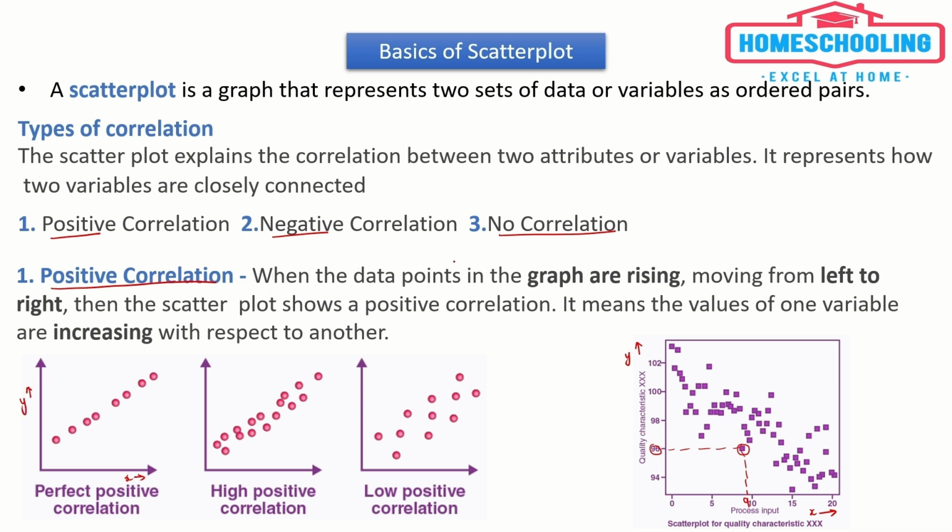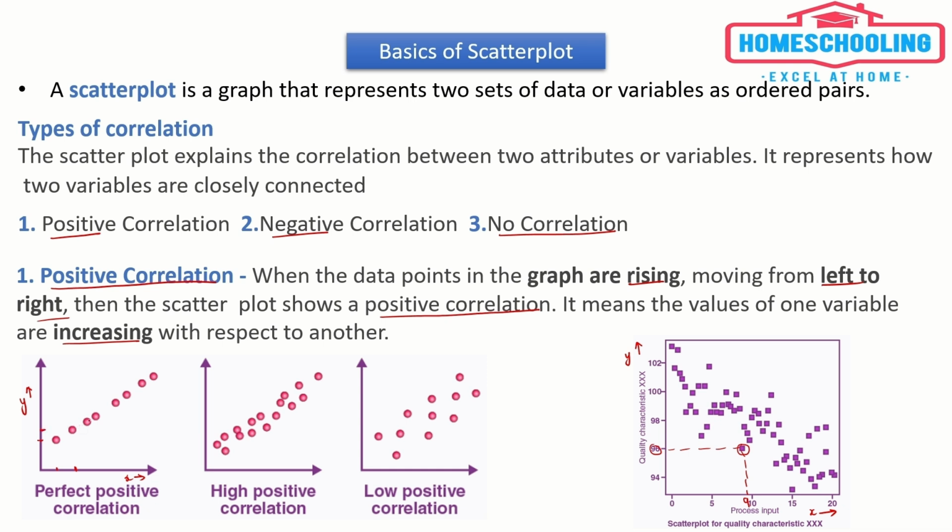So a positive correlation is when the data points in the graph are rising, moving from left to right. The scatterplot shows a positive correlation. It means the value of one variable is increasing with respect to another. As we can see, x value comes here, then y value is coming here. Similarly, when x value is increasing, the y value is also increasing.